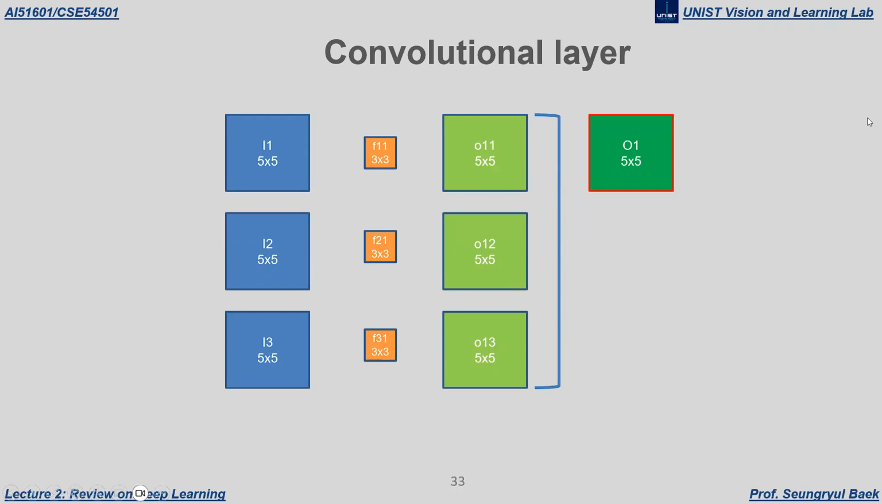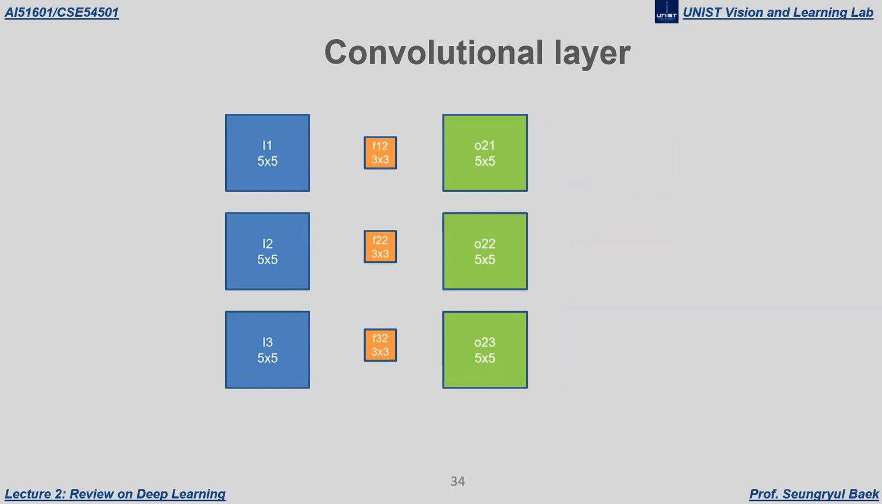And what you will do is, actually we obtain 3 individual channels from the 3 input images by applying 3 distinct filter kernels, right? And after that, you will add these 3 different intermediate outputs to get this O1. And this is actually the first final output of the convolutional layer, okay?